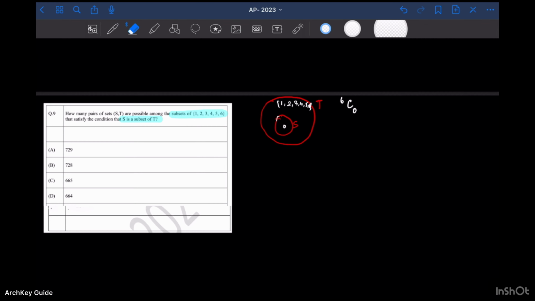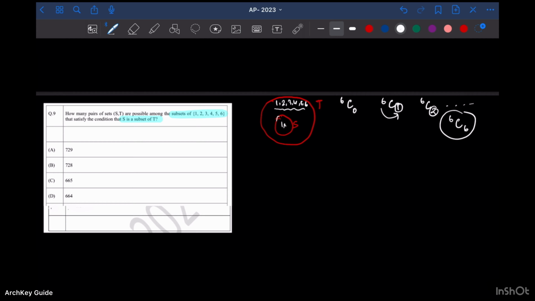Similarly, if I erase this and I say that out of those 6 numbers, any one of these is to be in S. It can be 1, it can be 2, it can be 3, it can be any of the 6 numbers. So 6C1, out of 6, 1 is chosen. Similarly, 6C2, any 2 can be chosen. Hence, we'll have this till 6C6, where all the 6 numbers are present inside S, and S is a subset of T.